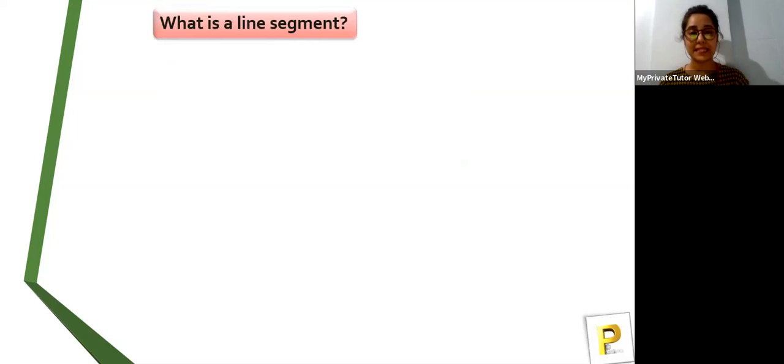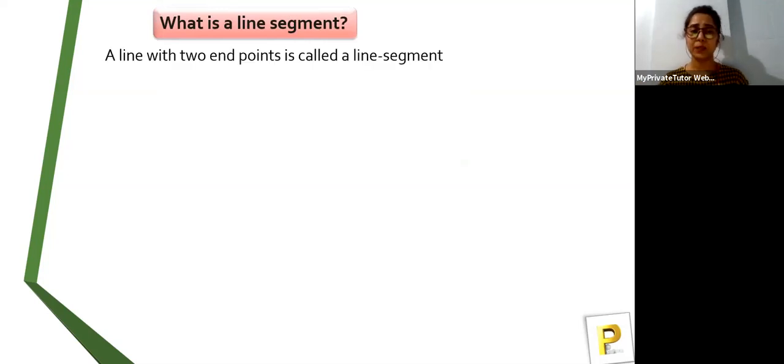So what is a line segment? A line with two endpoints is called a line segment. Can you see this line? Yeah. This line segment has endpoints. Remember, a line segment should have endpoints. You can name it line AB. So line segments have endpoints to them.